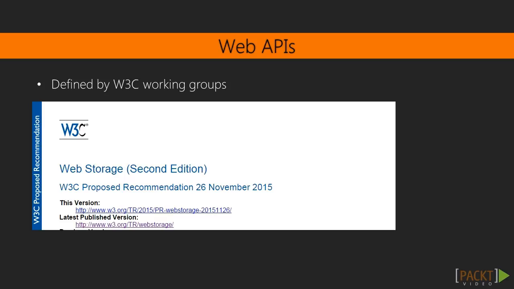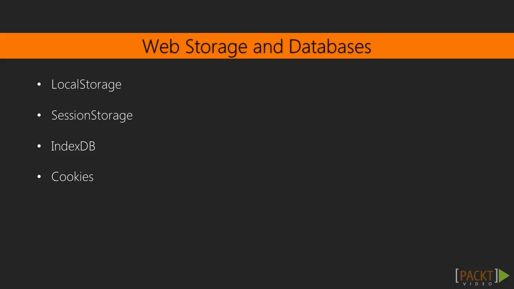Web APIs are standards defined by W3C working groups and later implemented by the browser vendors. Every web API has a page where the API is defined. These APIs are the JavaScript APIs. Almost every web API has a Dart implementation. In this video, we're going to work with the data which we are going to store in the local storage.